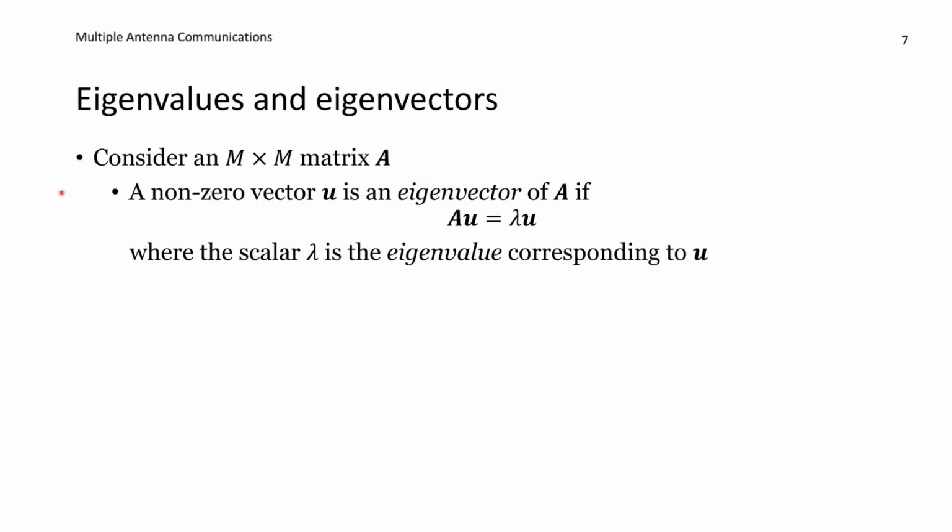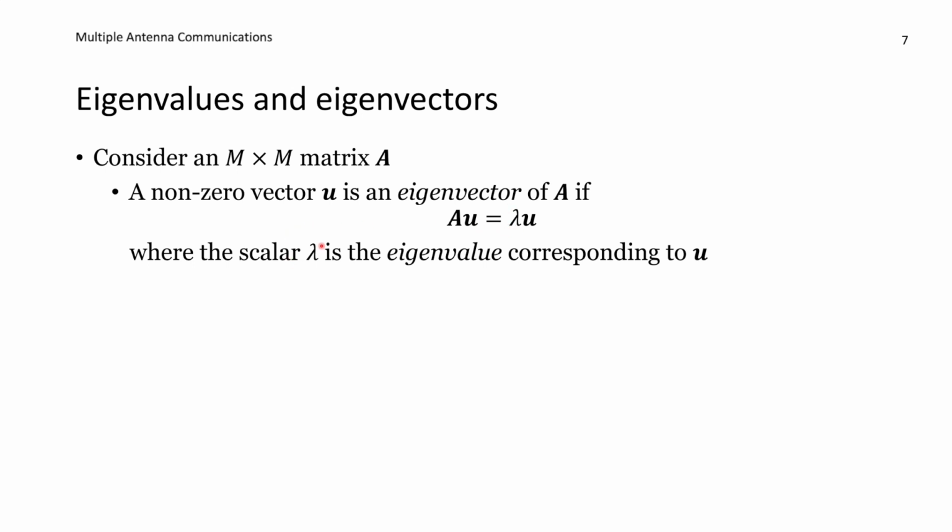The first thing that I'm sure you have heard about is eigenvalues and eigenvectors. So consider a square matrix A, which is m by m, and then a non-zero vector u is called an eigenvector of A if you can take u, multiply with A, and what you get is u back, multiplied with a scalar value that we call lambda here.